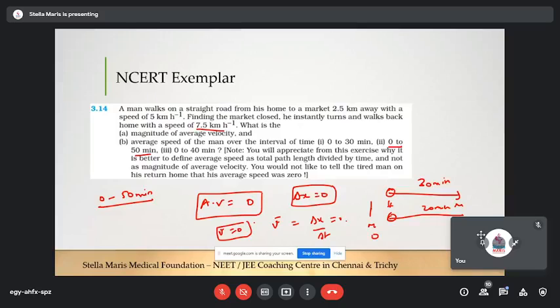So what will be the corresponding average speed? What will be the average speed? It is also 0, sir. How come it is 0? You can tell me, no problem. Sir, average speed is equal to the magnitude of average velocity, no, sir? Yes. So yeah, very good.